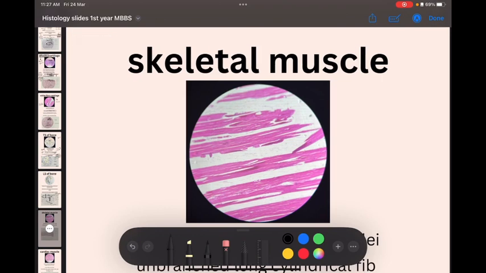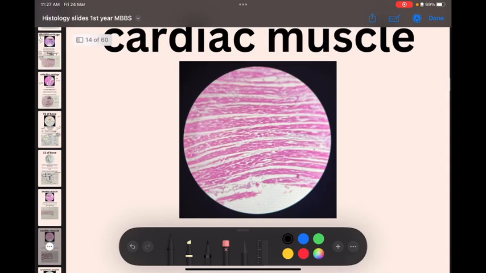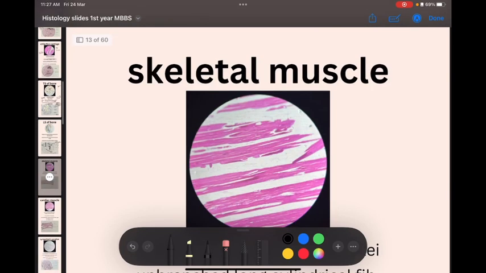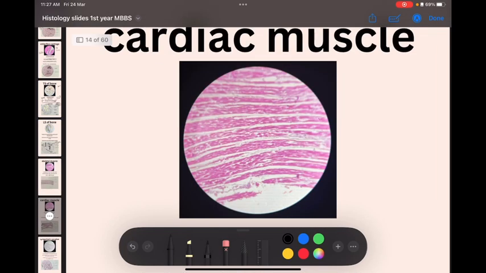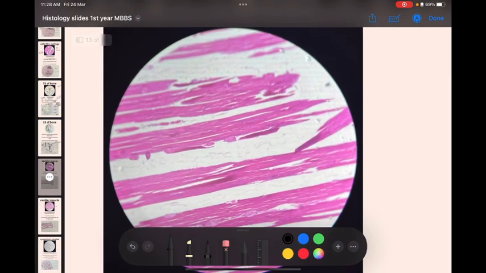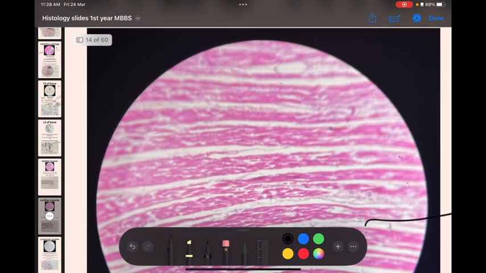Skeletal muscle and cardiac muscle, you can identify them very easily. Actually, most people don't know how to differentiate between skeletal muscle and cardiac muscle in the case of microscopic view. See, skeletal muscle has large space between it, whereas see the space, it's so tiny spaces here.